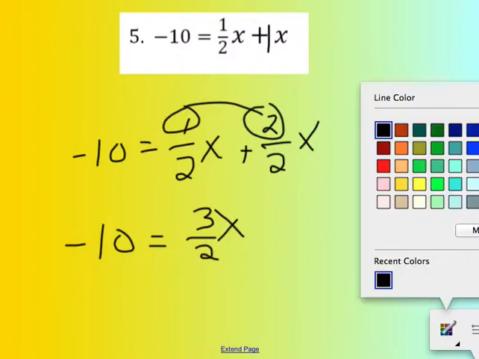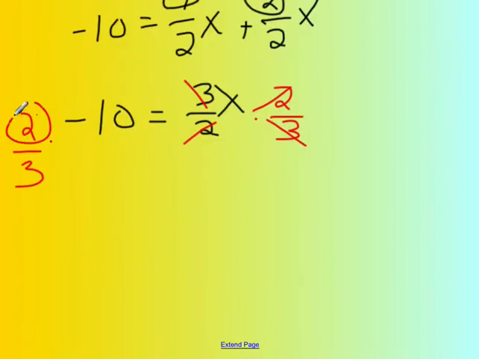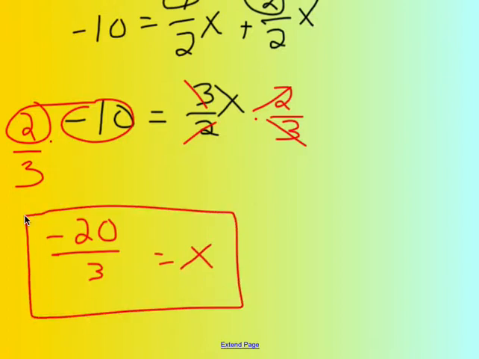So now I need to get rid of that 3/2 x. Whenever we are multiplying by a fraction, the best way to get rid of that fraction is to multiply by the reciprocal. The reciprocal is simply the fraction flipped over. So that'll cancel out the 2 and the 3. So now we take 2 times -10, which is -20, divide that by 3, and that's equal to x. So this right here is our final answer for number 5.